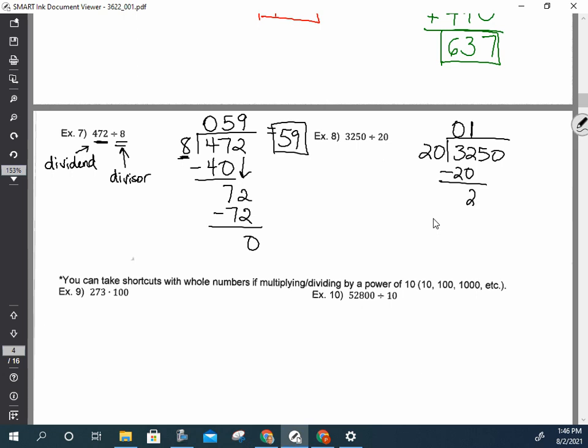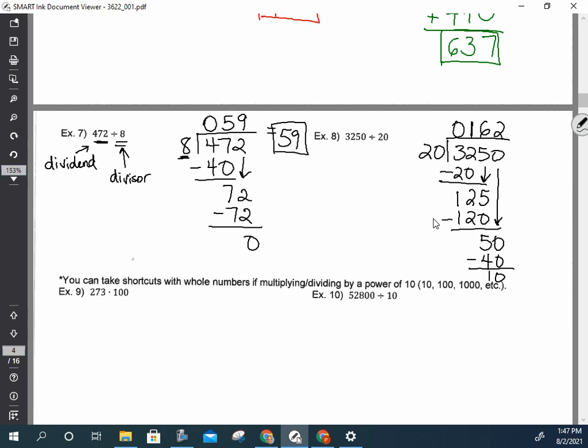2 minus 0 is 2. 3 minus 2 is 1. Bring down the 5. 20 divides into 125 6 times. 6 times 20 is 120. So if we subtract, that leaves us with 5. Bring down the 0. So 20 goes into 50 twice. 2 times 20 is 40. 50 minus 40 is 10.